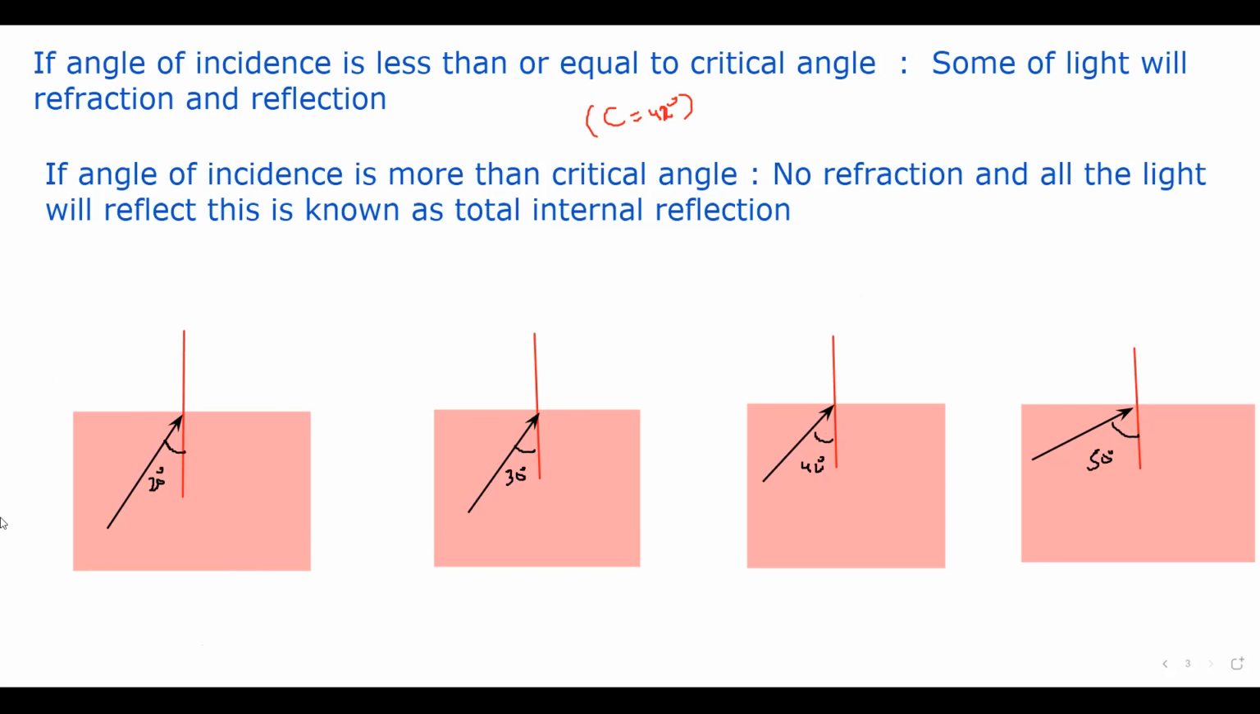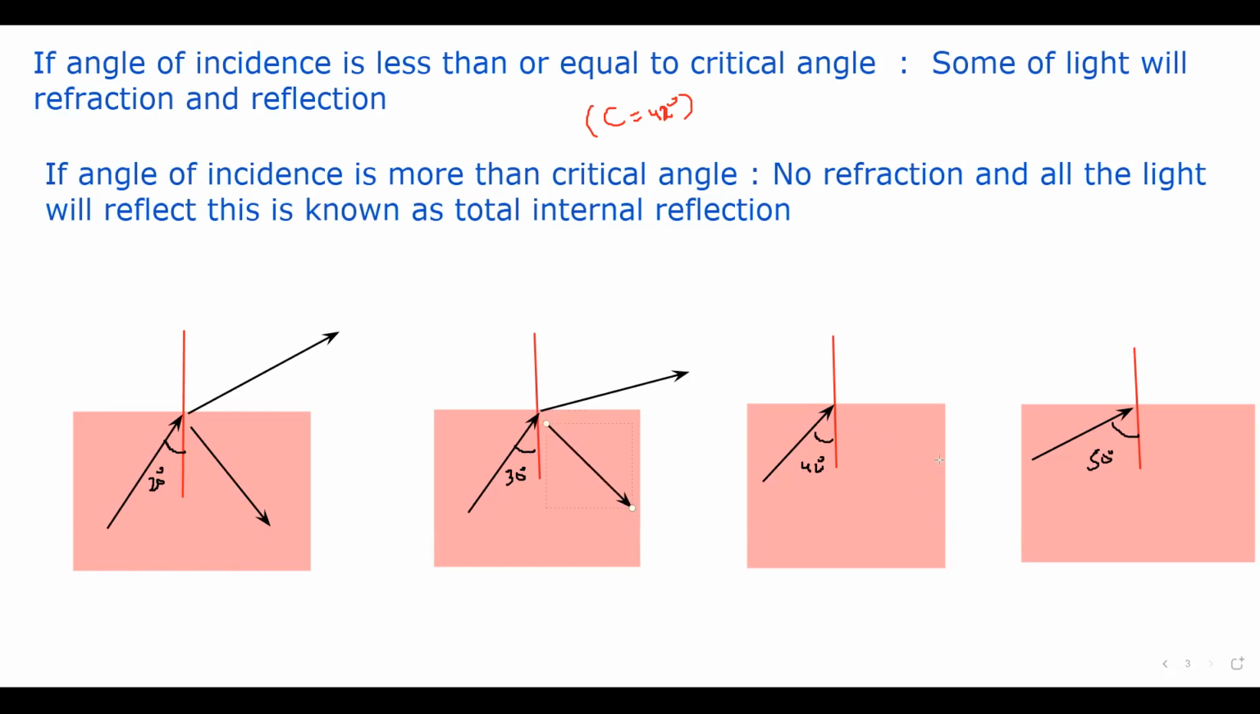But if the angle of incidence is less than the critical angle, then what we observe is that some of the light will refract, because sometimes they ask to complete the path of the ray. So how will you complete the path of this ray? Some of the light will refract and some of the light will reflect. Same here, some of the light will refract, some of the light will reflect.